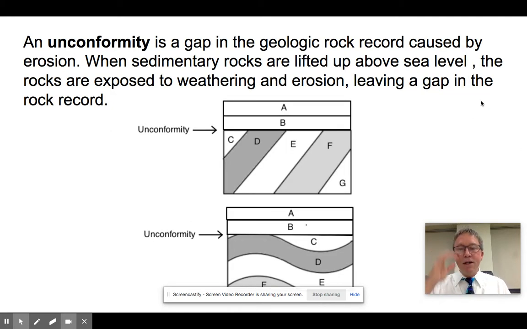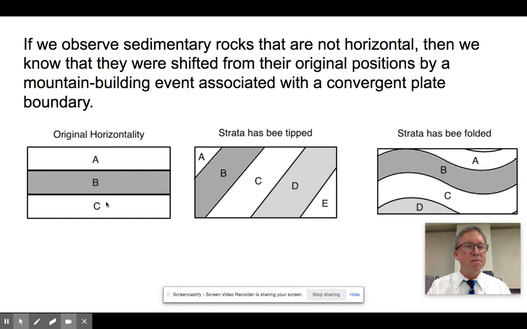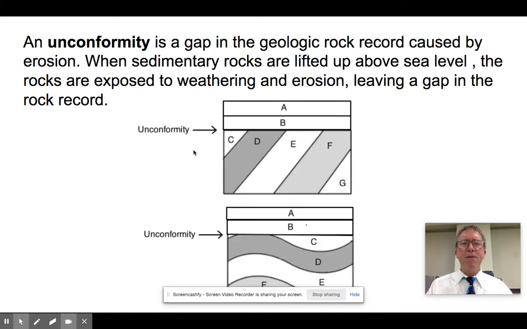Then we have a thing called an unconformity. An unconformity just means that there's a gap in the rock record. If I look here, there are no gaps in this rock record. First there was C, then B, then A. First there was E, then D, then C, then B, then A, then it got tipped. But there's no missing information. However, in an unconformity there's missing information. That happened because the rocks must have gotten lifted up above sea level, so that wind and rain and movement of glaciers tended to move rock material away.